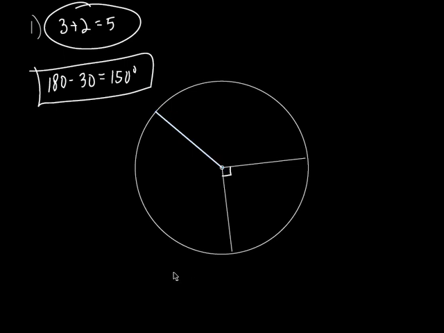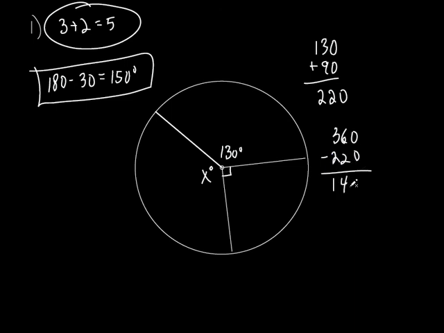So let's do that example. All right, look at this. What if I asked you to solve for x? And here's your picture right here, and I asked you to solve for x. So 130 plus 90 is what? 220, right? And then 360 minus 220 is 140. There you go. And you have your homework.